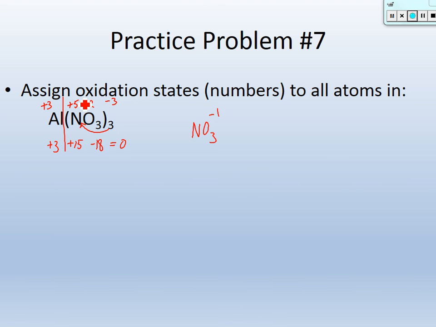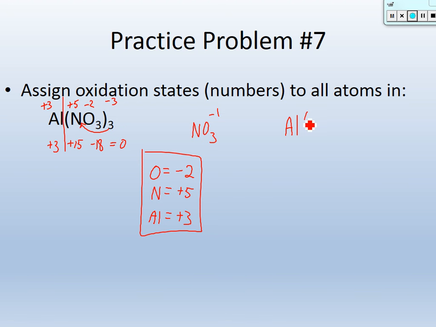And so that's kind of how I go about figuring that out. So the oxidation number of oxygen is always a minus 2. Nitrogen, in this case, is going to be plus 5. And aluminum is plus 3. Okay. And so there's my answers. Now that's how if you didn't want to separate it like that, let me show you another way to do this problem.